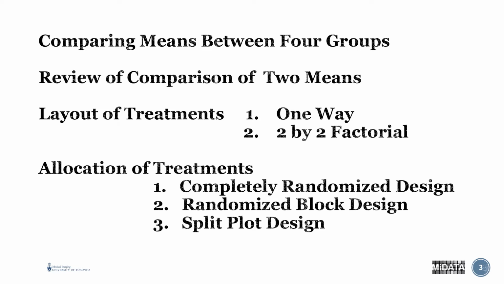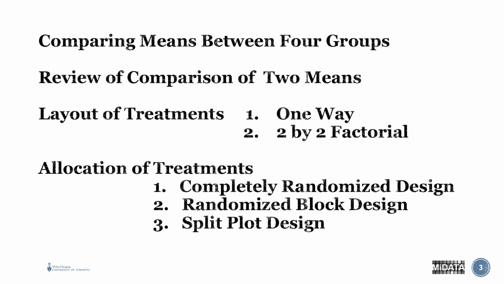So we'll start off by comparing means between 4 groups. As you remember, if you only have 2 groups, a t-test is perfect. If you have more than 2 groups, then you're going to be looking to use PROC ANOVA or General Linear Model. So we're going to review the comparison of 2 means.